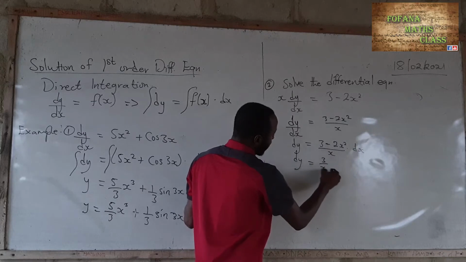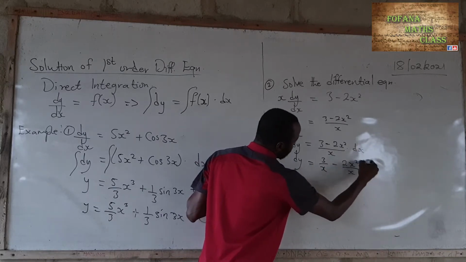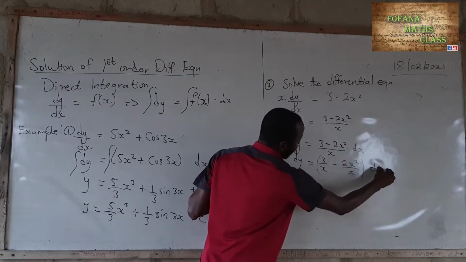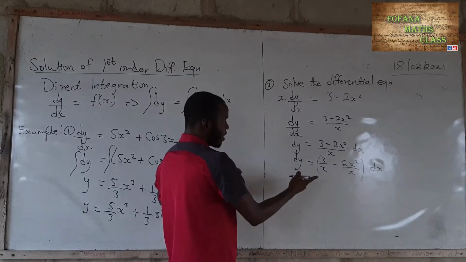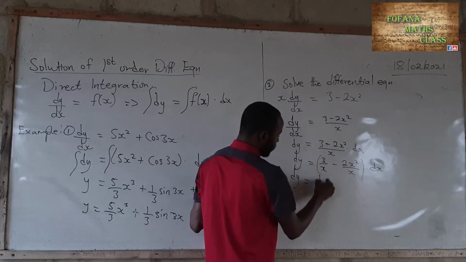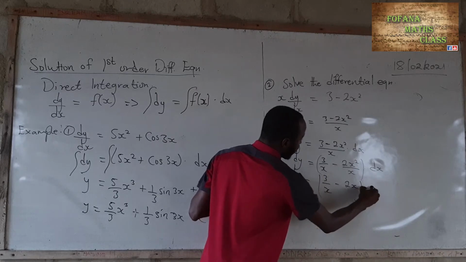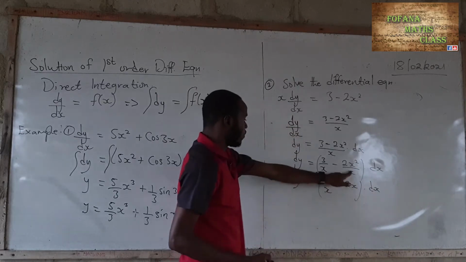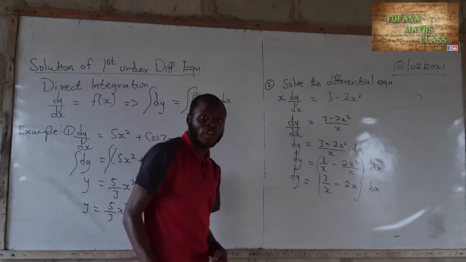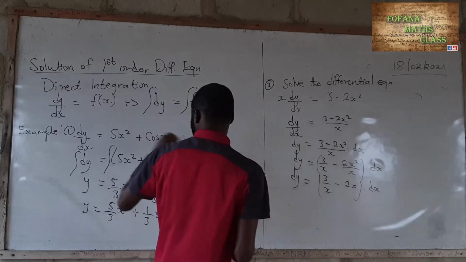I have 3 over x minus 2x squared over x, times dx. Having done that, I'll try to simplify it so that when I'm integrating it will be easy for me. So here you'll be left with 2x, because this x will cancel one of the x's at the top. Now it's straightforward, so we move on to direct integration.